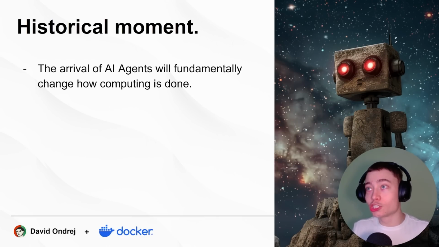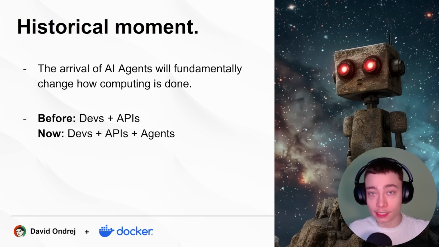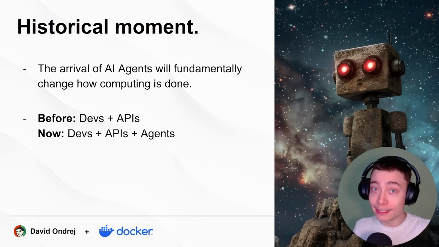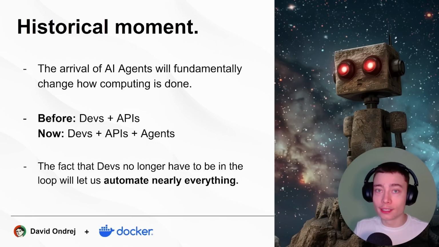The arrival of AI agents will fundamentally change how computing is done. Before, we only had developers and APIs. Well, now we have devs, APIs, and agents. The fact that developers no longer have to be in the loop will let us automate nearly anything.